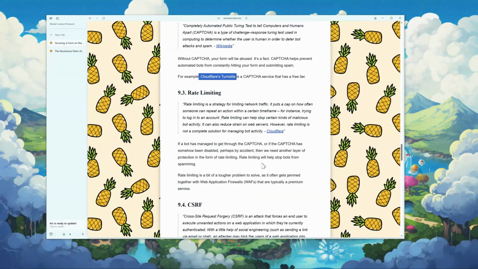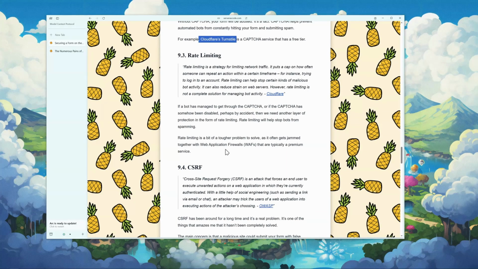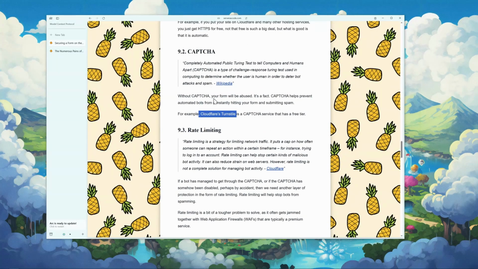You're probably also going to want to be able to rate limit in some fashion, right? If a bot does get through the CAPTCHA, you don't want them to submit 10,000 contact forms per minute or something like that, right? Like you want to have some sort of rate limiting. This is a little bit more challenging because a lot of times rate limiting gets sort of bundled together with some abstracted services in terms of web application firewalls, which can be a premium service, right? So this can be a little bit more challenging. I do kind of personally think that CAPTCHA helps a little bit with this, right?